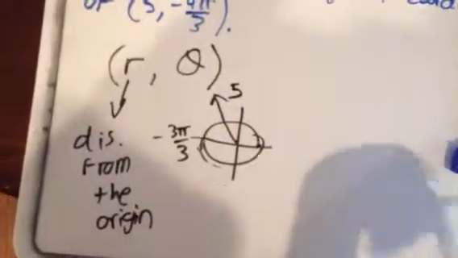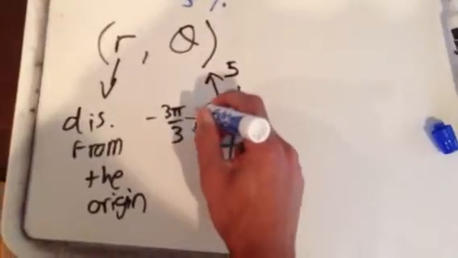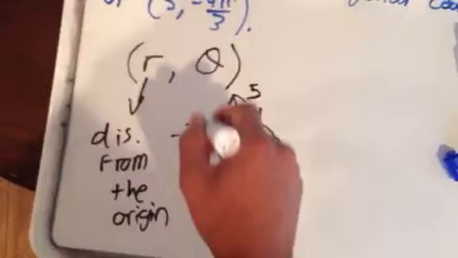I'm going to draw it out here in blue. I'll do the best I can. Well, that turned out well. So this is negative 4 pi over 3, what's in blue.